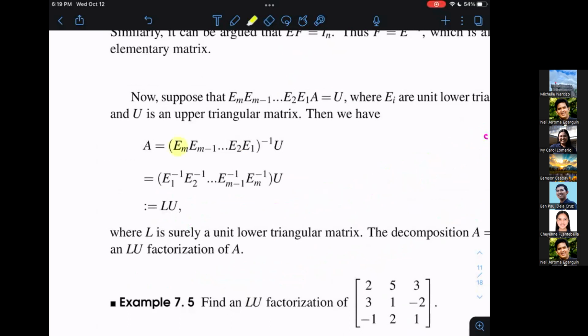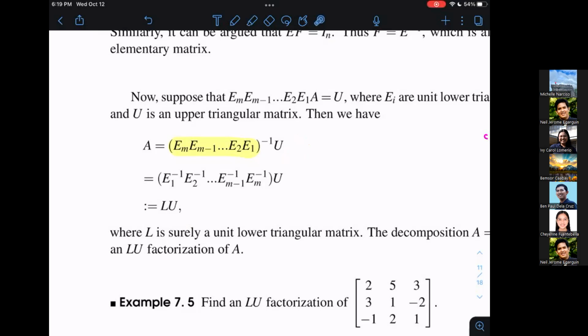So ito yung nanggaling sa row operation. Alam ko, bawat isa sa kanila ay mga elementary matrices. So bawat elementary matrix ay invertible. Kunin ko yung product ng mga inverse nila in the reverse order. I'm gonna get the inverse of the product. So makukuha ko ito. Alright?